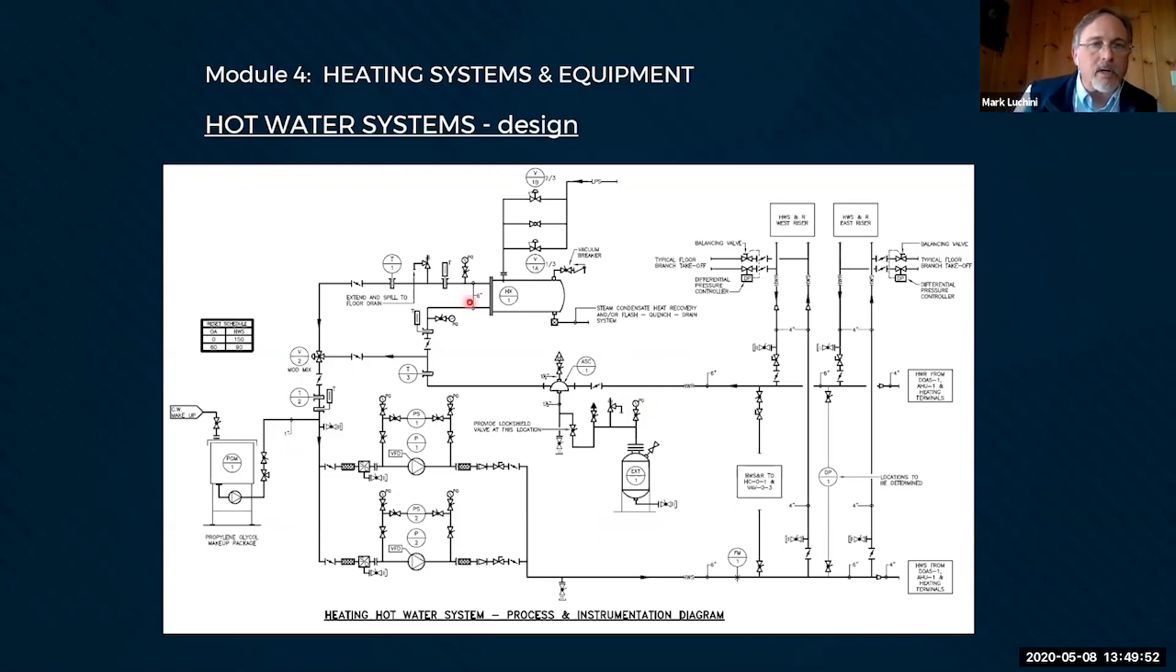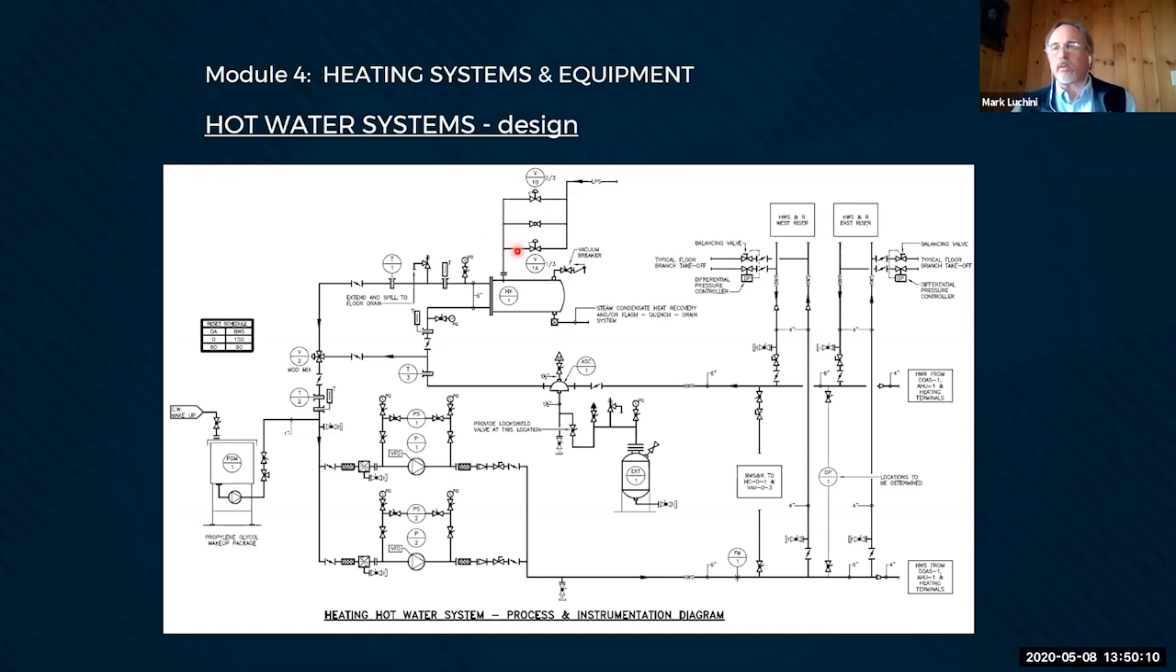This one here is a diagram. It's a P&ID for a hot water system. This system happens to be heated with a steam heat exchanger. And here's my steam coming in, my condensate coming out, a 1/3, 2/3 valves arrangement.